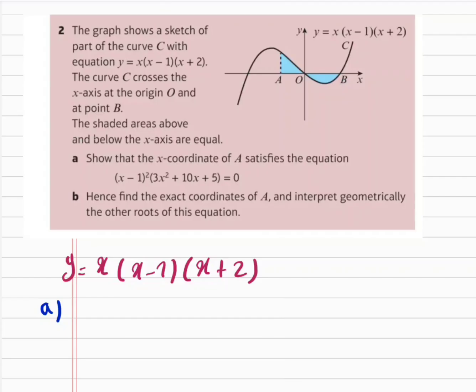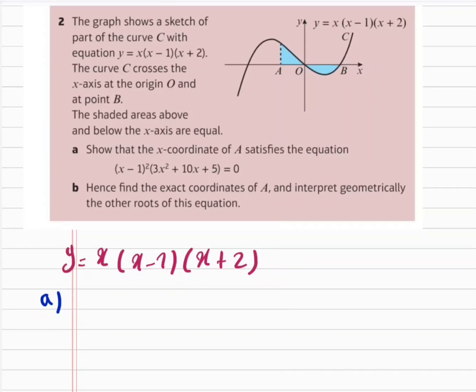Now the shaded area, which is the blue region, above and below the x-axis are equal. That basically means the area of this region here on the left is equal to this region on the right. So that's very important. In part A, we want to show that the x coordinate of A satisfies this equation. The question may seem confusing at first, but let's just start with what we are given, and that is this fact: the shaded areas above and below the x-axis are equal.